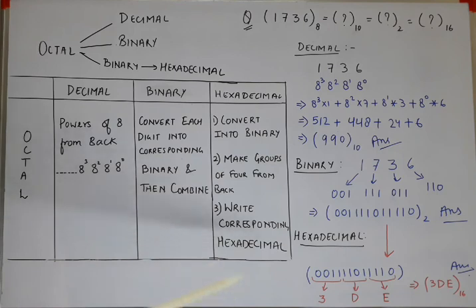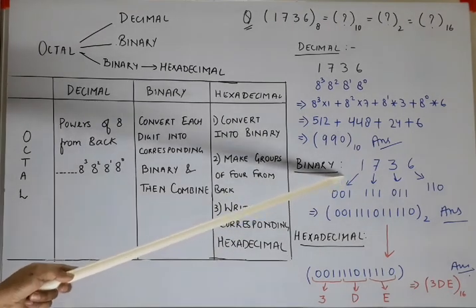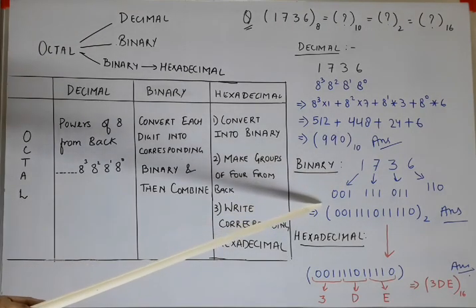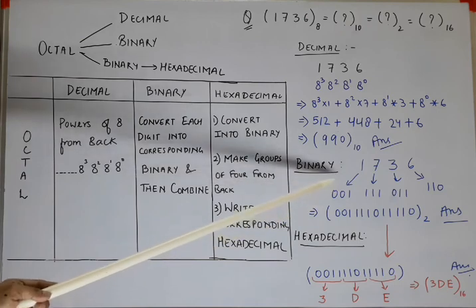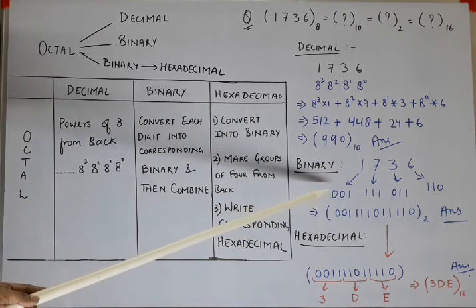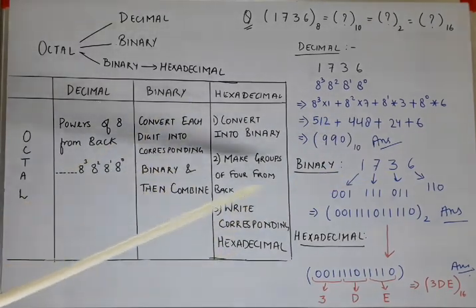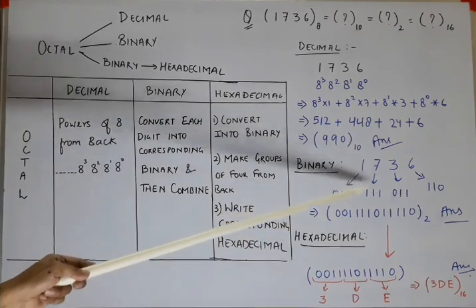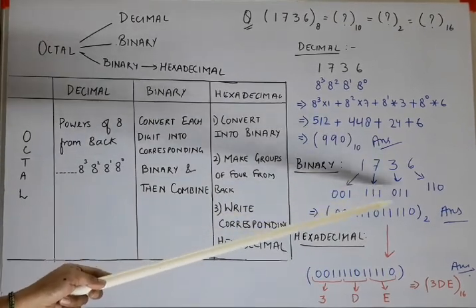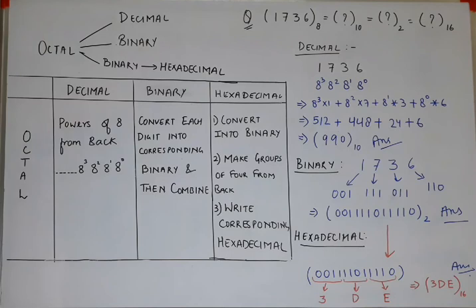Now to convert this number from octal to binary, the method is convert each digit into corresponding binary and then combine. So here you can see I have copied the actual number and then written 3-digit binary representation of each digit of the octal number. So 1 is 001, 7 is 111, 3 is 011 and 6 is 110. So after writing these individual binary representations, I combine them and give the final answer.